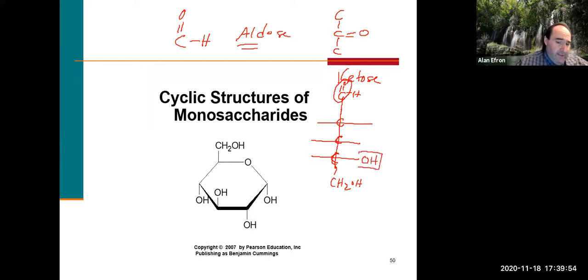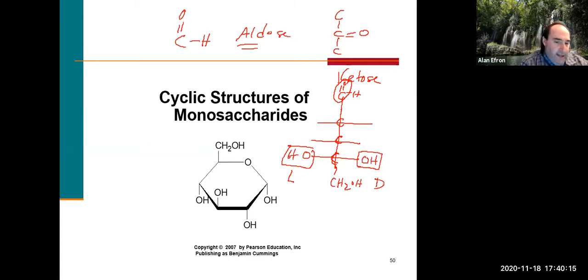So if it happens to be here on the right-hand side, then that would be the D. If it happens to be on the left-hand side, that would be the L version of it. L for left, D for right, basically. And we're looking for that last chiral carbon from the carbon-oxygen double bond.